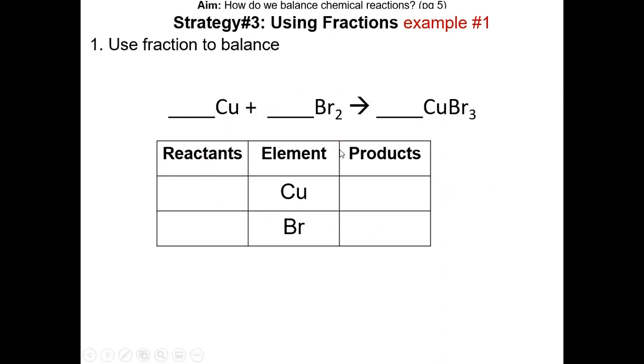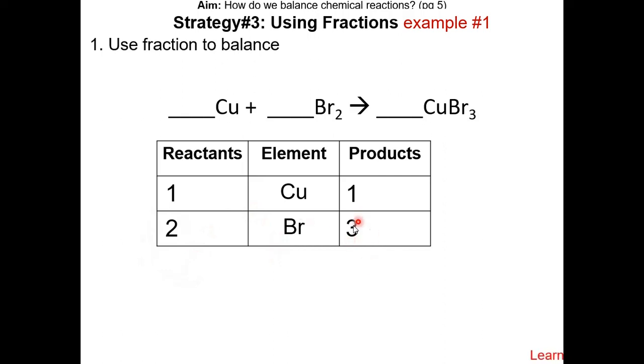If we fill in this table, we have 1 copper on both sides, and 2 bromines on the reactant side, and 3 bromines on the product side. Notice on our table, these are all prime numbers. So it's not very easy to balance this if you're not good with ratios or math. The strategy is to use a fraction as a coefficient to initially balance the chemical equation, then get rid of the fraction.